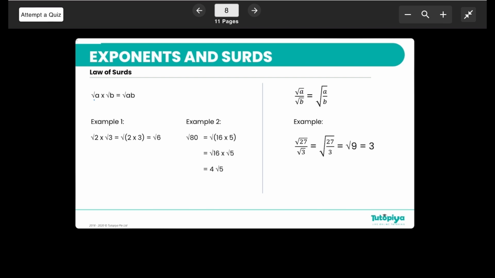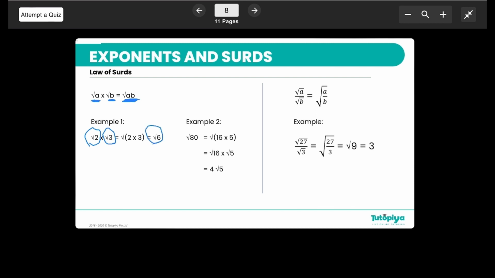So for example, if I want to work out square root of a times square root of b, this is the same as saying square root of ab, and that is rule number 1. So in an example, if I have square root of 2 and square root of 5, when I multiply those together, this is going to give me square root of 10.